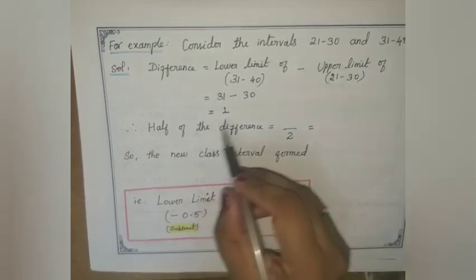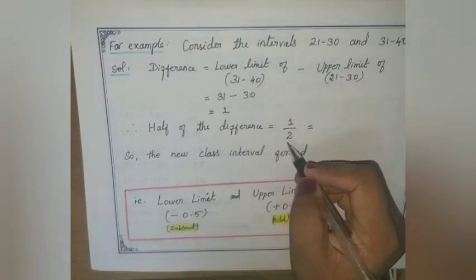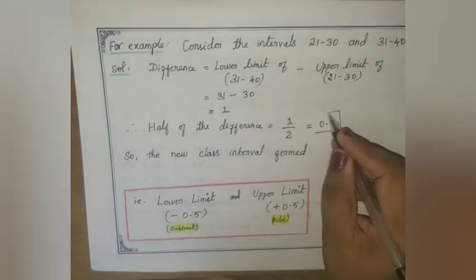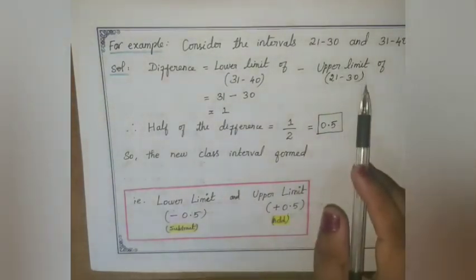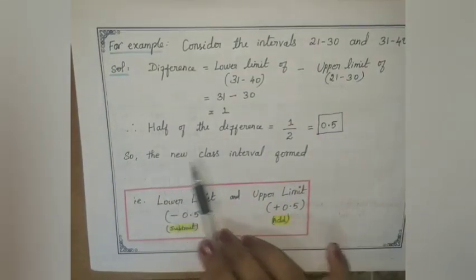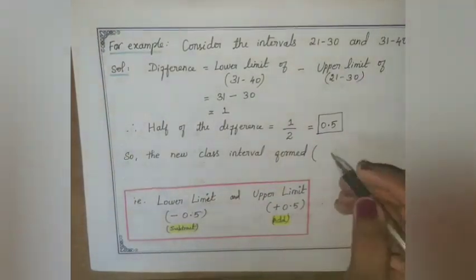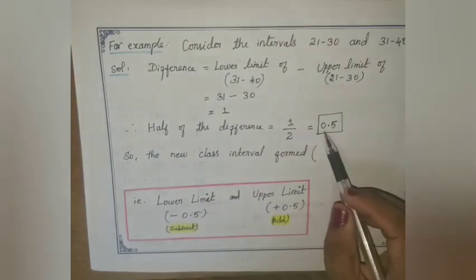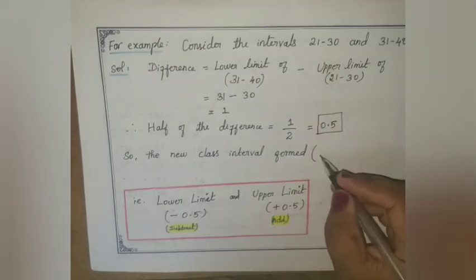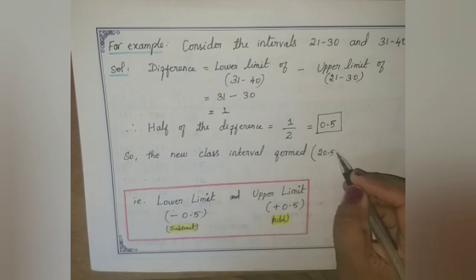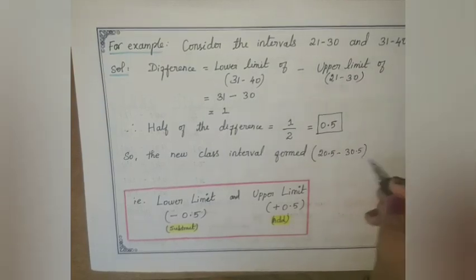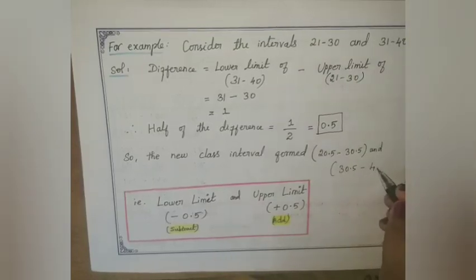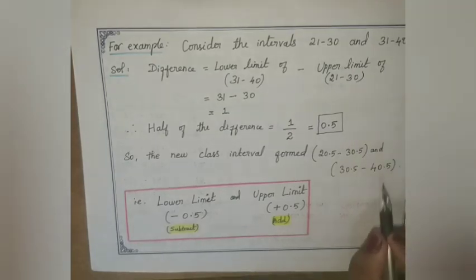The difference you get is 31 minus 30, which is 1. Half of the difference is 1 by 2, which is nothing but 0.5. We use this number on the class interval. You add 0.5 to the upper limit and subtract 0.5 from the lower limit. That becomes 20.5 to 30.5 and 30.5 to 40.5. This is the new class interval.